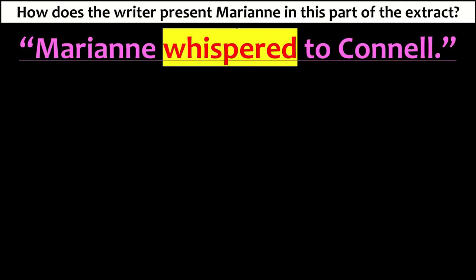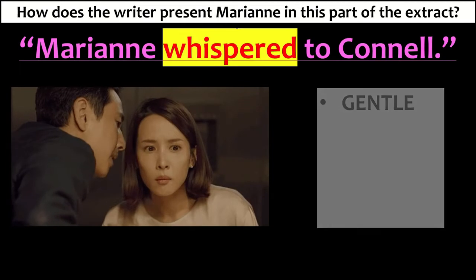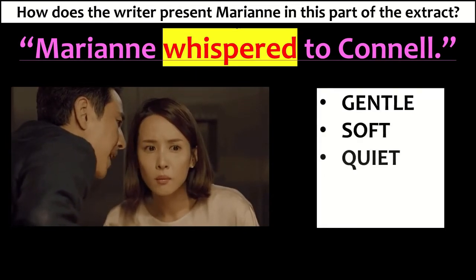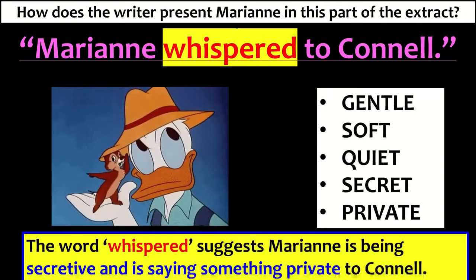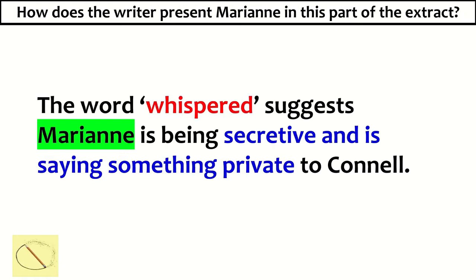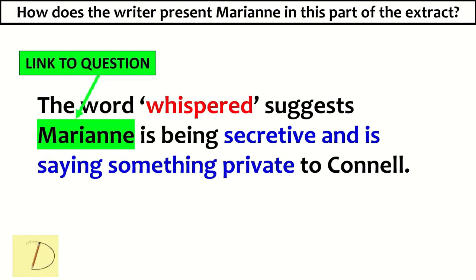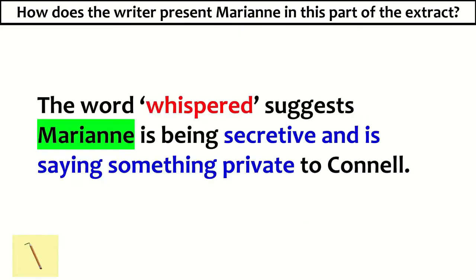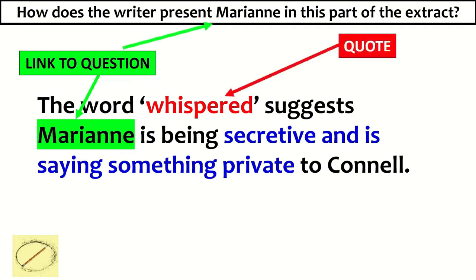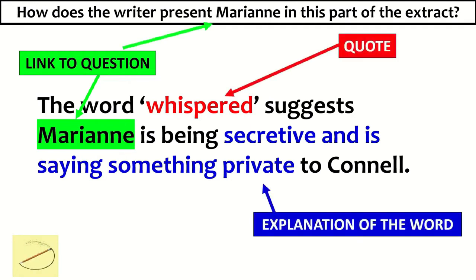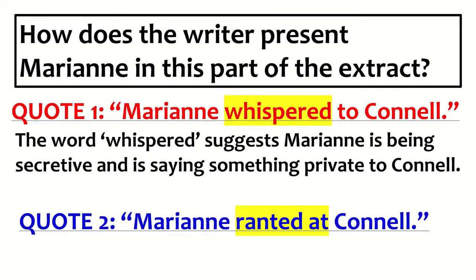So whispered, when we think of whispered, we think of the connotations of gentle, soft, quiet, secret, private. Okay, so my answer could be, the word whispered suggests Marianne is being secretive and is saying something private to Connell. Basically, the connotations from this part of the video here. So we've got the link to the question here. We've got the quote here, and then I've got my explanation of why that quote, what that shows me about Marianne. So she's whispering, maybe she's being quiet for a reason. She's being secretive.